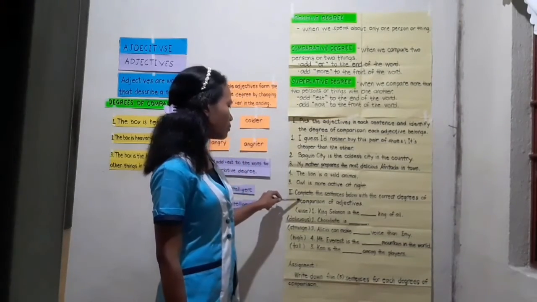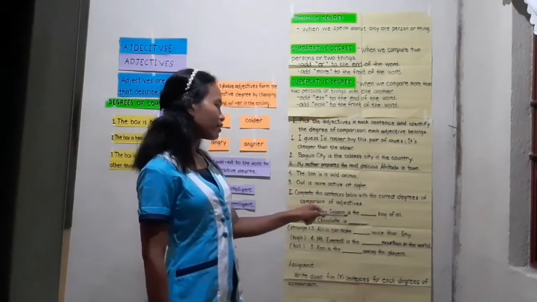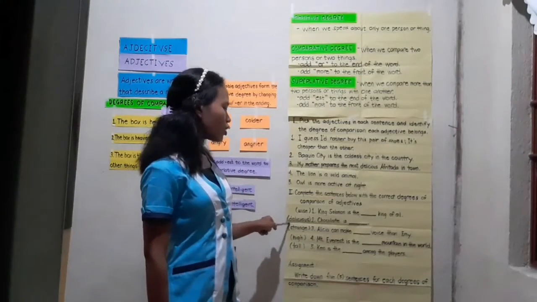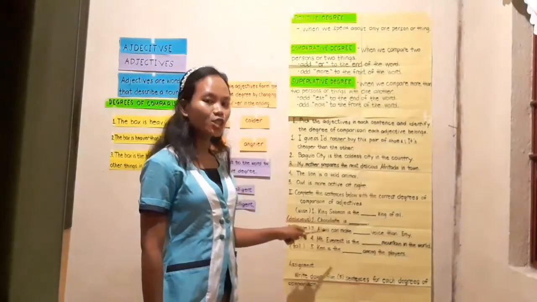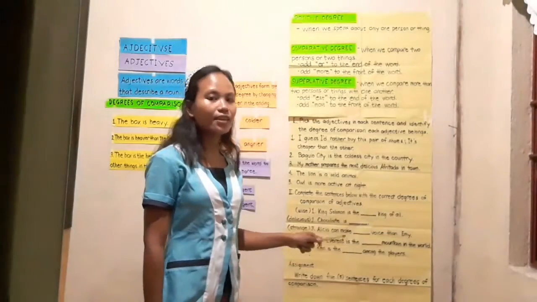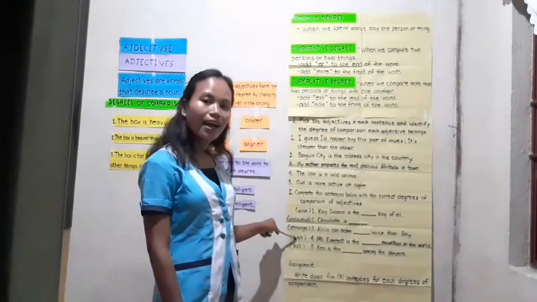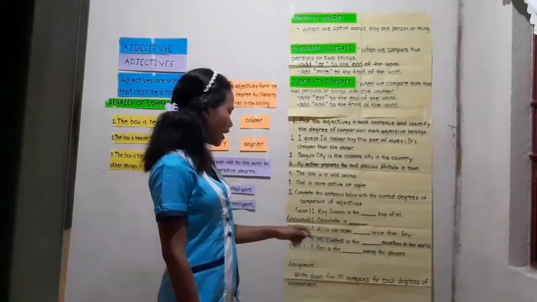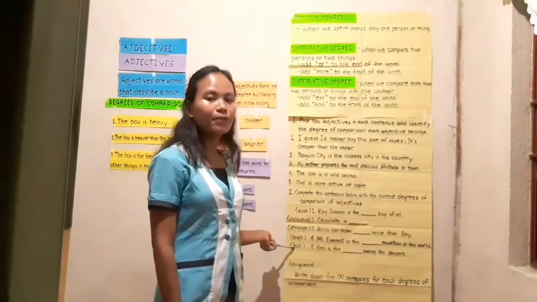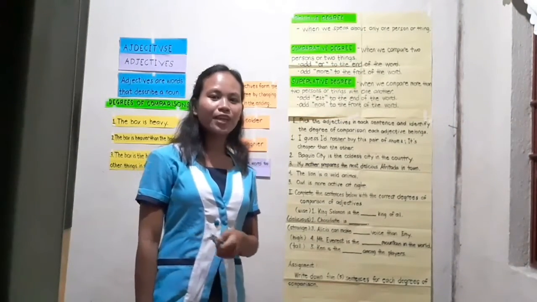Complete the sentences below with the correct degrees of comparison of adjectives. Number 1, King Solomon is the blank king of all. Wisest king of all. Number 2, chocolate is delicious. Number 3, Alicia can make a stranger voice than any. Number 4, Mount Everest is the highest mountain in the world. And number 5, Ken is the tallest among the players. Okay, and that's all for our activity today.